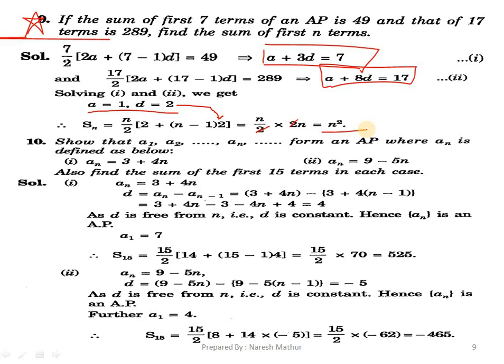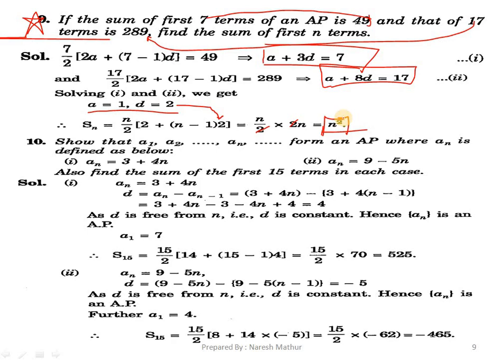Now see it very quickly. The sum of 7 terms is 49 and the sum of 17 terms is 289. If this question comes in MCQs, then you have to be very quick and very clear, because 7 square is 49 and 17 square is 289. Then the sum of n terms would definitely be n square. But you have to show the proper solution.